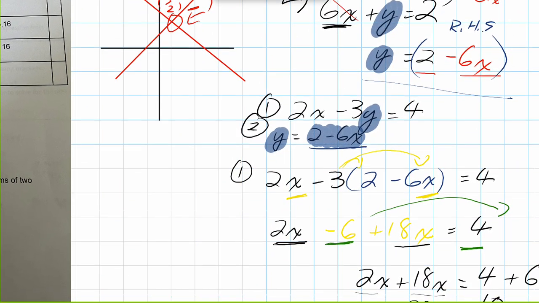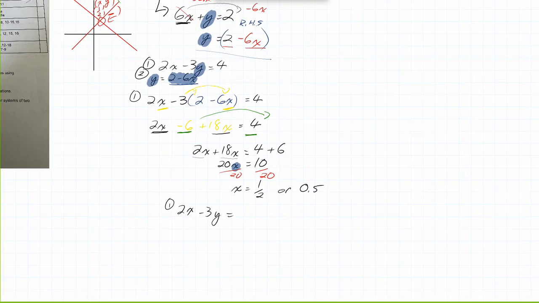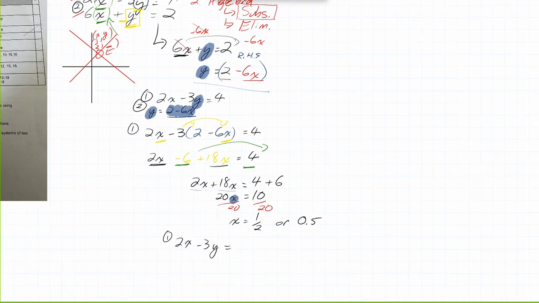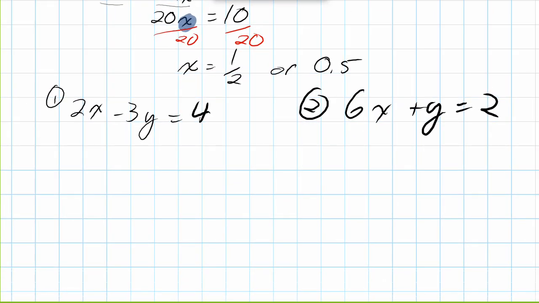Equation 1 was 2x minus 3y. So I'll go to the bottom here. Equation 1 is 2x minus 3y was equal to, and I'll go back up and check it out. 2x minus 3y equals 4. Okay. And technically in my equation 2, I can do that one also. 6x plus y equals 2. We'll zoom back in. So from what we had just found, x is equal to 1/2. That means I can replace this x or this x.